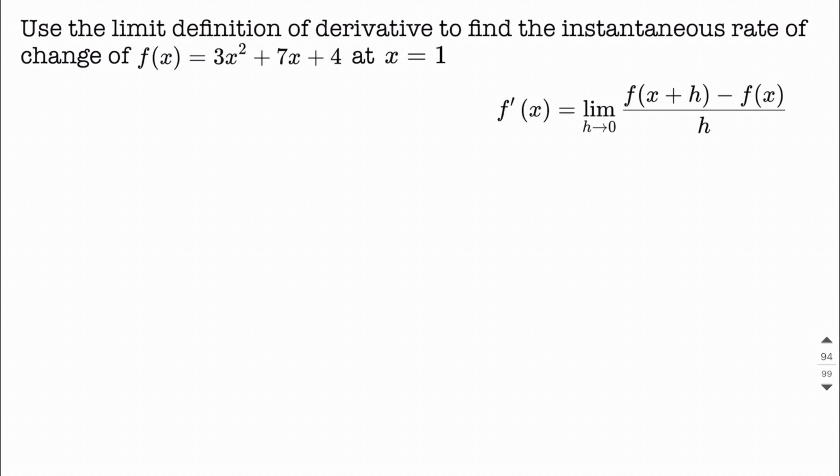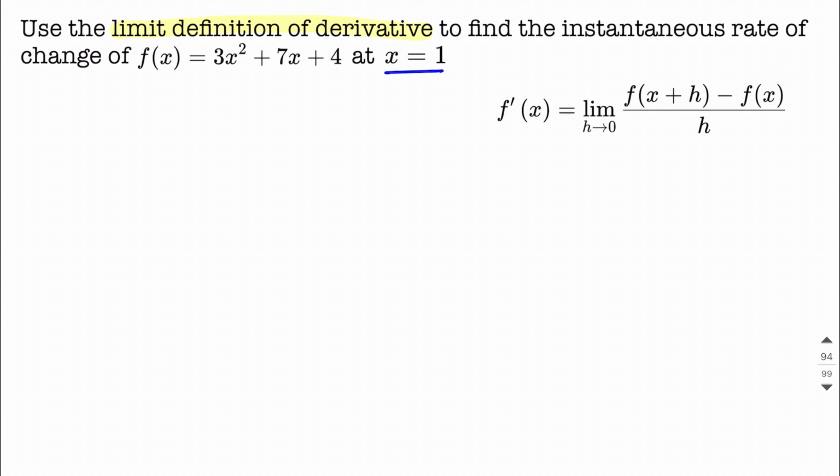In this example, we're told that we need to specifically use the limit definition of the derivative to find the instantaneous rate of change of this quadratic function at this specific value of x, so when x equals 1. So what I've done is I've gone ahead and listed out the derivative formula, the limit definition, which is the limit as h approaches 0 of f of x plus h minus f of x, all divided by h.